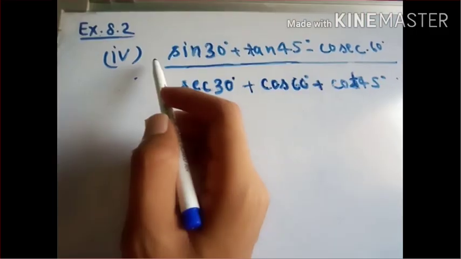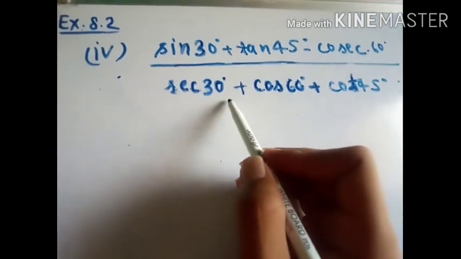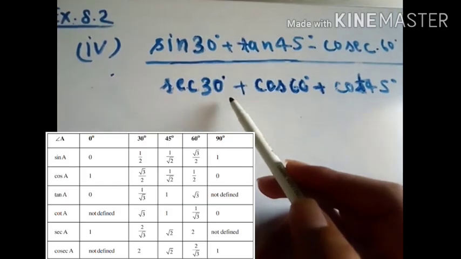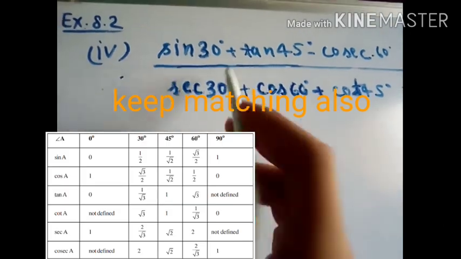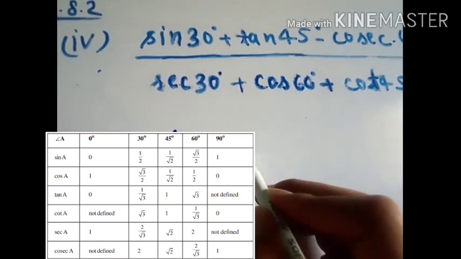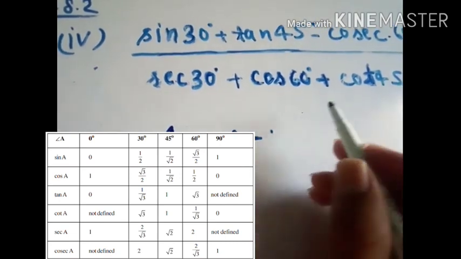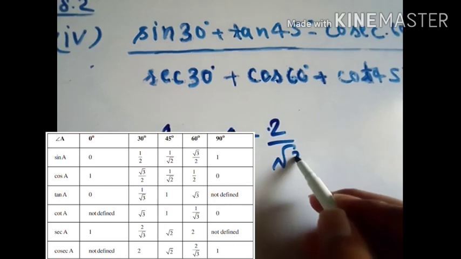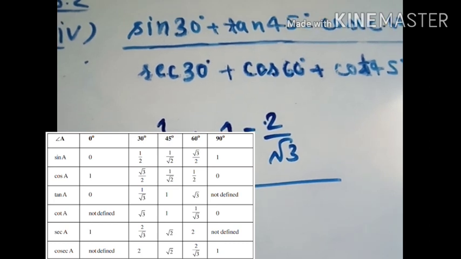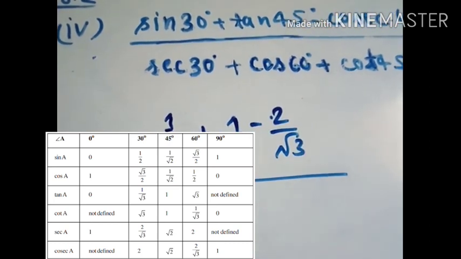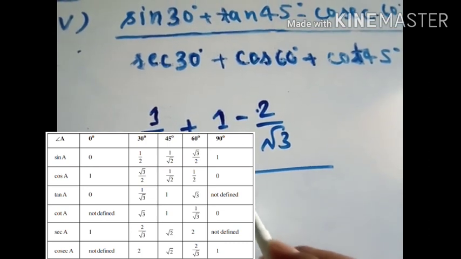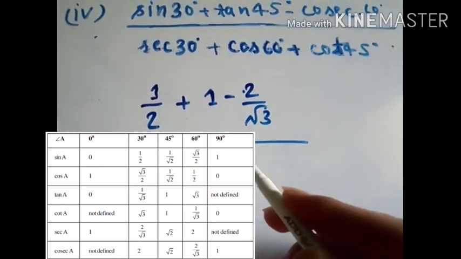Understand? Question 4th. Let us see how to solve this question. For these ratios like sin 30, tan 45, refer to your table. From the table, write the values. Sin 30 is how much? Good, 1/2. Tan 45 is 1, minus cosec 60. Cosec is the reciprocal of sine, so 2/√3. Sec 30 is 2/√3. Thereafter cos 60. Cos 60 is 1/2. Use your table to see these values.